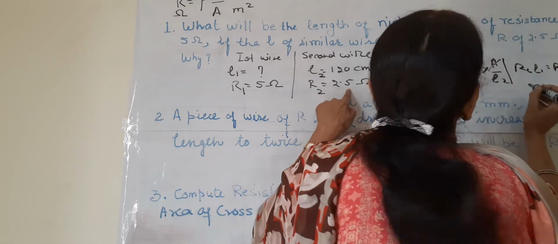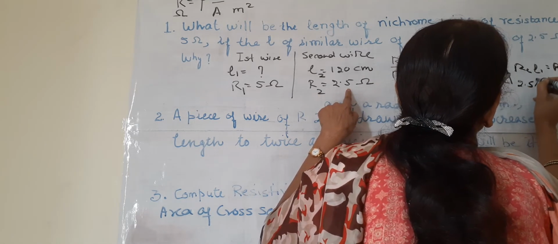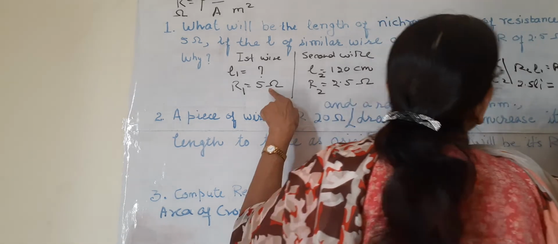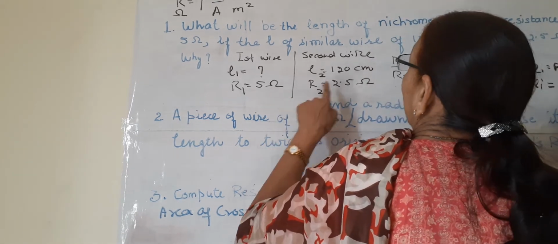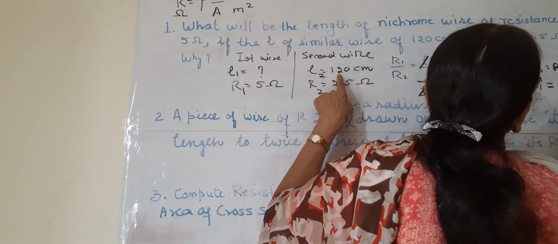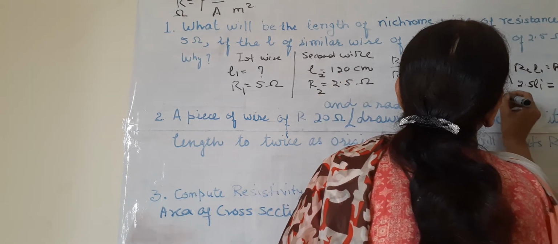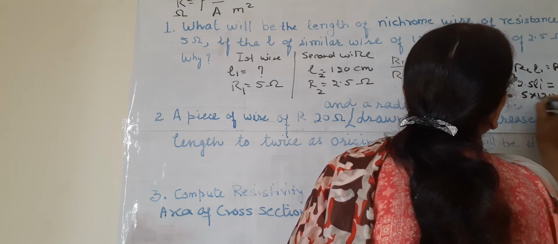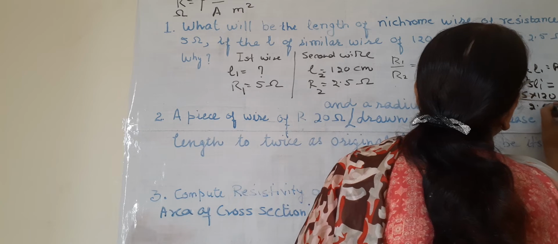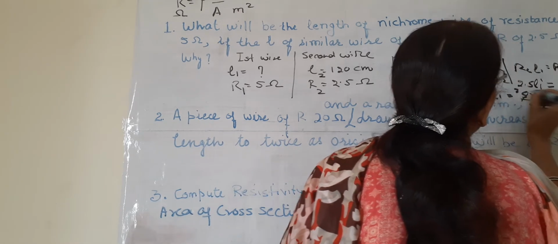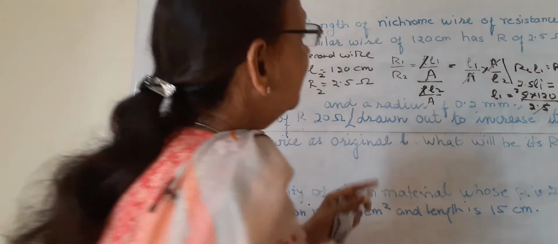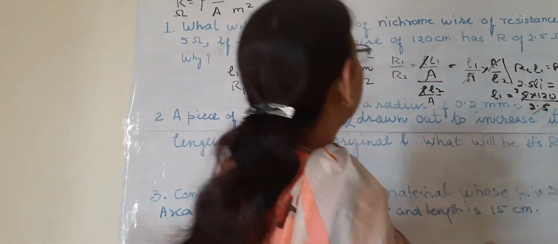R2 is 2.5, L1 is equal to, what is R1? 5 into 120. So what will be L1? L1 will be equal to 5 into 120 upon 2.5, which is 240 cm. So the answer is 240 centimeters.